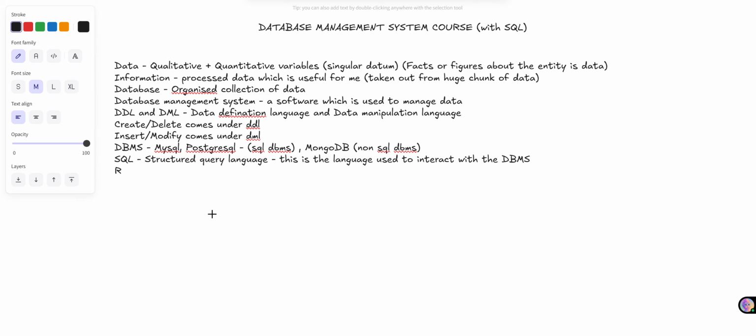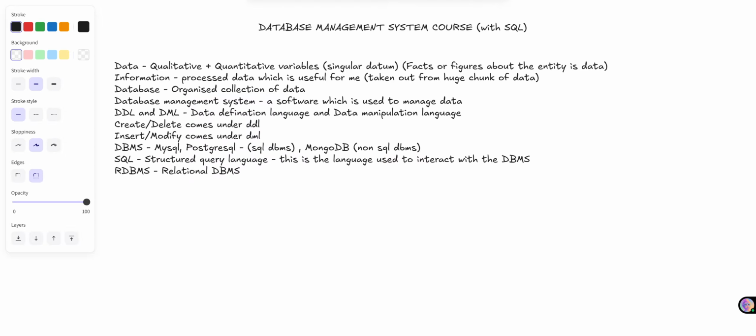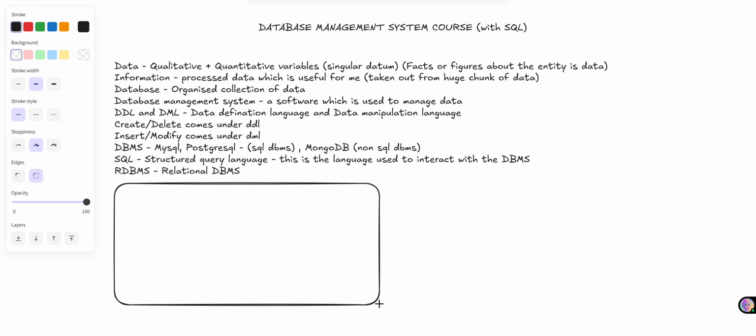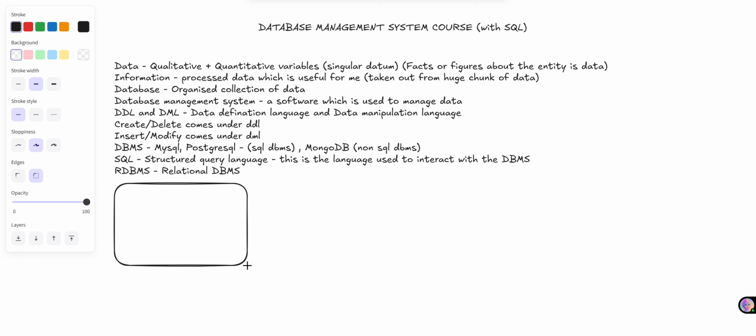Also, what we are studying here is RDBMS. Now, what is RDBMS? Relational DBMS. Okay. Now, what is this RDBMS? Let me tell you this with a diagram. Okay. So, small one. This is nothing but a matrix.